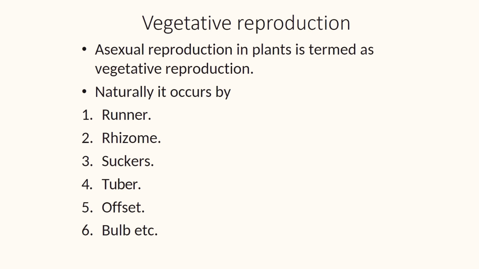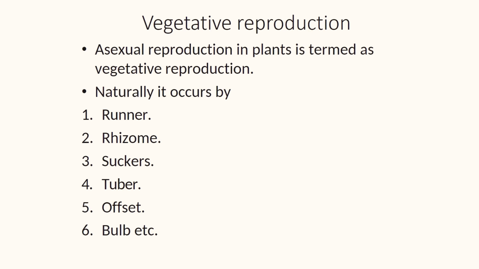Methods of vegetative reproduction. Vegetative reproduction is of two main types. First, natural vegetative reproduction, and second, artificial vegetative reproduction. First, natural vegetative reproduction. Naturally, it occurs by runner, rhizome, suckers, tuber, offset, bulb, etc. It is the modification of stem which reproduces naturally by vegetative method of reproduction.